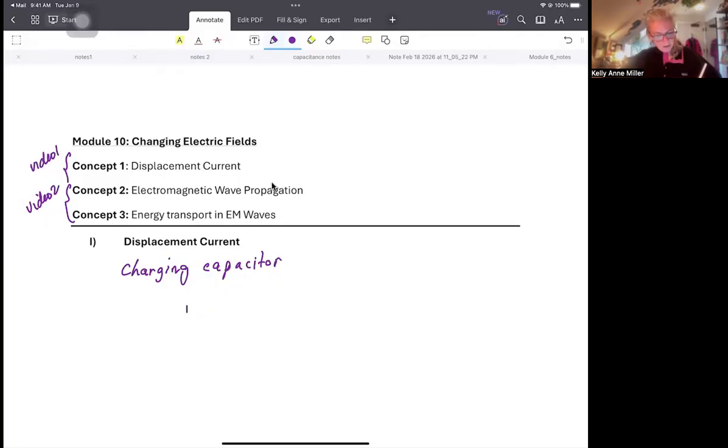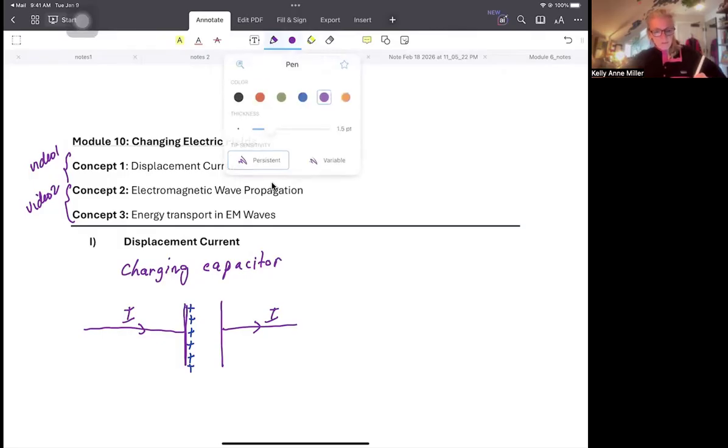Okay, and so we've got a plate here and here. And let's say that we've got some current going to this plate, and we've got a buildup of positive charge here. And then we've got that same current leaving this plate. And we've got a deficit of positive charges. And so we'll denote that with just negative charges being left behind on the plate.